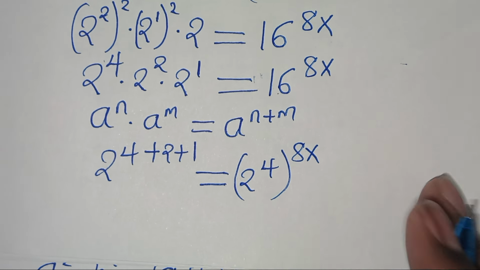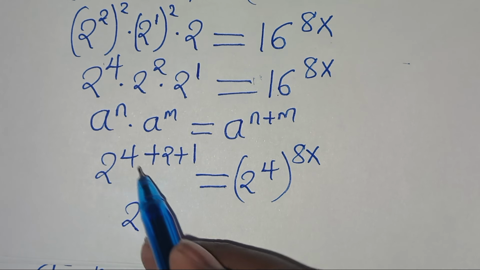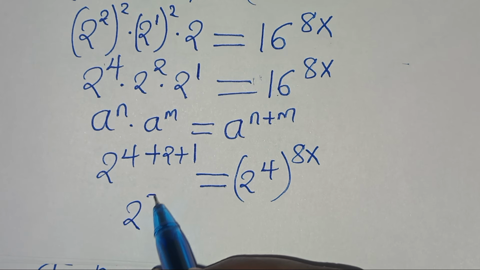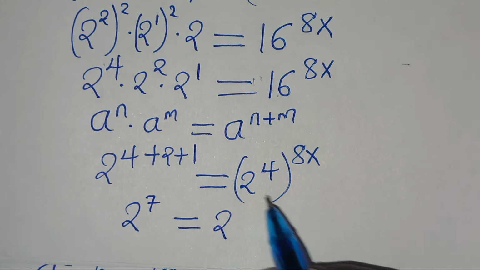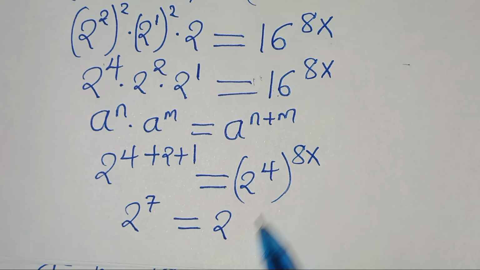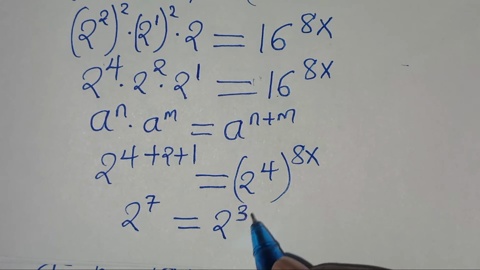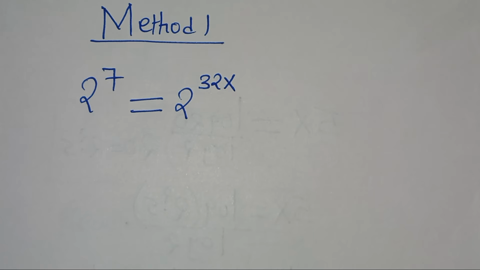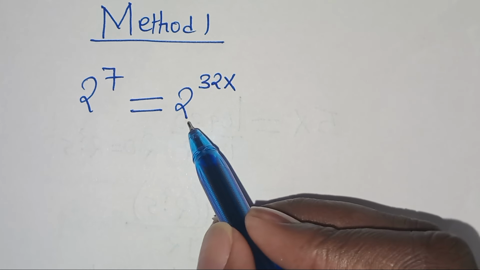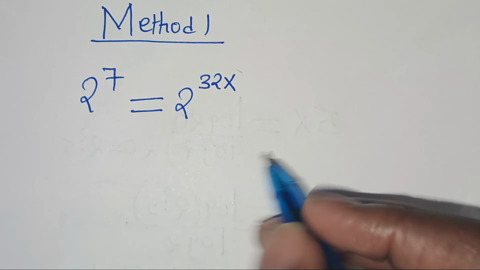So this means that here we have 2 to the power of 4 plus 2. This is 6 plus 1. This is 7. And this is equal to 2 to the power of 4 times 8x. That's 2x. So we have 2 to the power of 7. This is equal to 2 to the power of 2x.